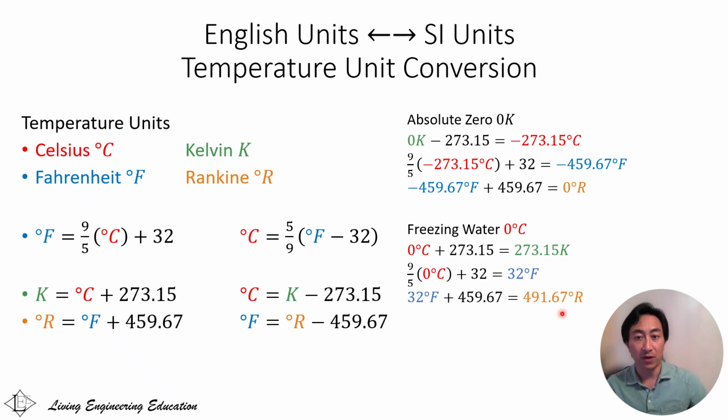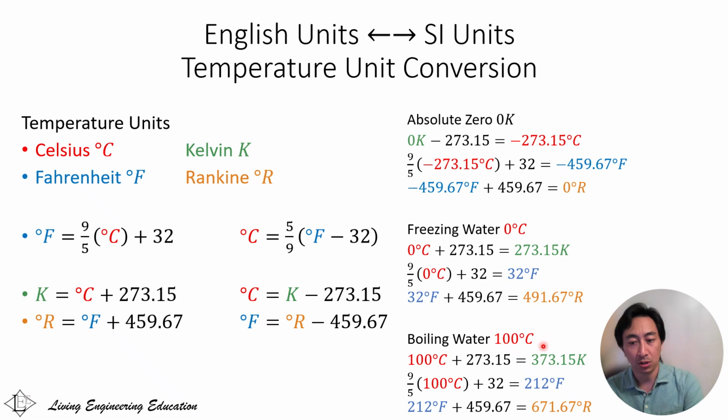So you have freezing water, you have absolute zero, you also have 100 degrees Celsius. What's 100 degrees Celsius? That's boiling water. So see if you can do the conversion on your own. And now I'll give you the solution to it. All right, did you get this? 100 degrees Celsius, you want to convert to Kelvin, you add 273.15, you get 373.15. You want to convert it into Fahrenheit, you plug it into this equation, 9/5 times 100 degrees plus 32, you get 212 Fahrenheit. And if you want to convert Fahrenheit to Rankine, you add 459.67, right? So pretty straightforward, you just plug it into a conversion equation.